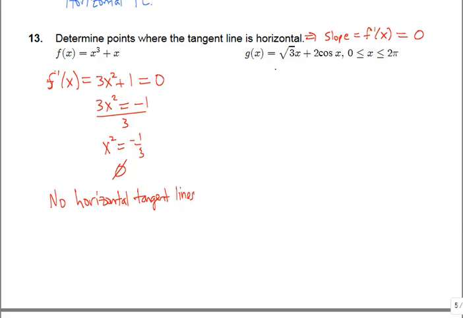Okay, let's try it again. This time my function g of x is square root of 3 times x plus 2 cosine x. Notice the x is not under the radical. So if we start by taking our derivative, which you need to know because that's your slope, and we're trying to find where the slope is 0 since we want it to be a horizontal line, and horizontal lines have 0 slope, then this derivative would be the square root of 3. That's just a constant, a coefficient out front, so it's going to stay there, and the derivative of the x goes to 1. So the derivative of square root of 3 times x is just square root of 3.